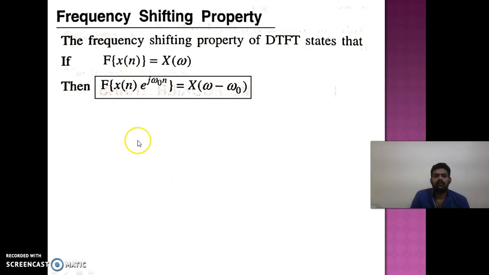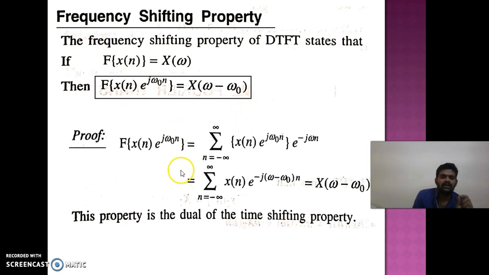Next, frequency shifting property. If x of n is DTFT paired with X of omega, then the DTFT of x of n e power j n omega naught is equal to X of omega minus omega naught. So again, taking the Fourier transform of x of n e power j n omega naught is equal to sigma n equal to minus infinity to plus infinity x of n into e power j n omega naught into e power minus j n omega. Rearranging the function, because the bases are the same, you can add the powers. So it is equal to summation n equal to minus infinity to plus infinity x of n e power minus j into omega minus omega naught into n.